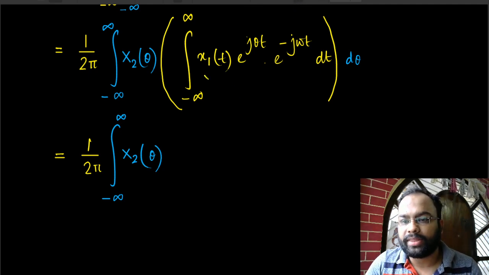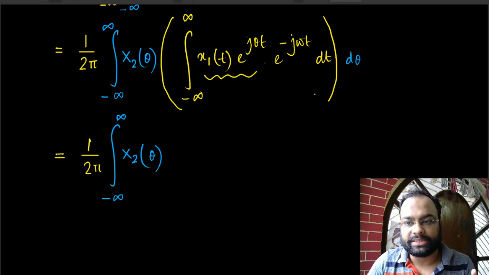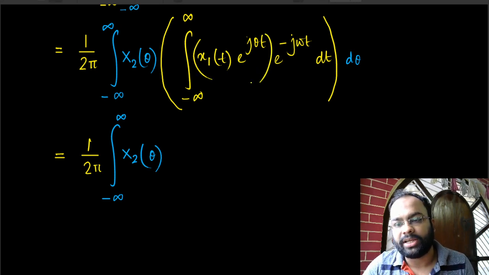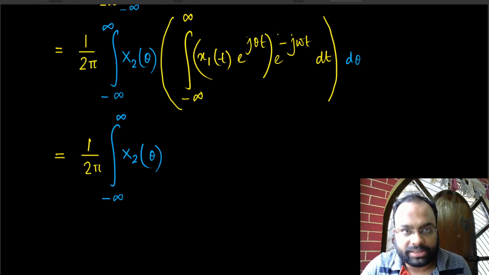Now let's treat this thing as a single function, right? Then what is this entire integration? This entire integration is the Fourier transform of this thing, right? If I treat this as a single function here, which it can very easily be, then this entire thing is the Fourier transform of this, right?